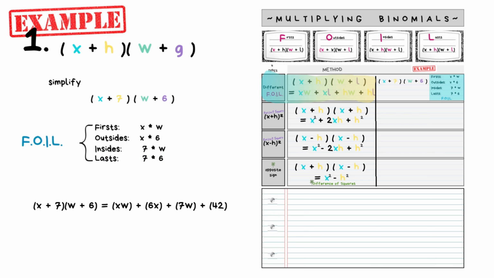42. We can combine our like terms. Remember, like terms are those with the exact same letters and the exact same degree, which for this example, there are no like terms. The final answer is xw plus 6x plus 7w plus 42. Note that the final answer is 4 terms. Using FOIL will always work for multiplying binomials, but it can take a long time or lead to careless mistakes.